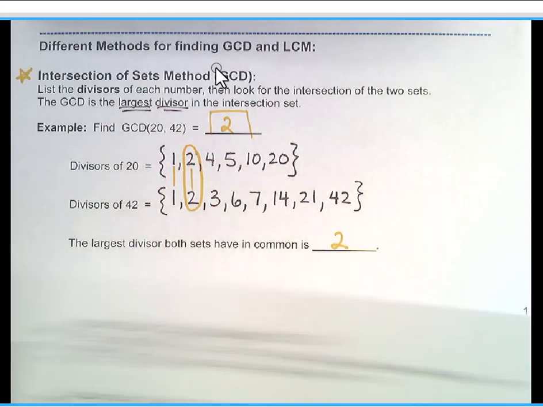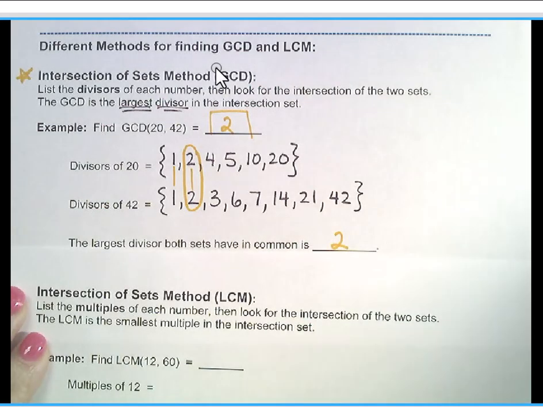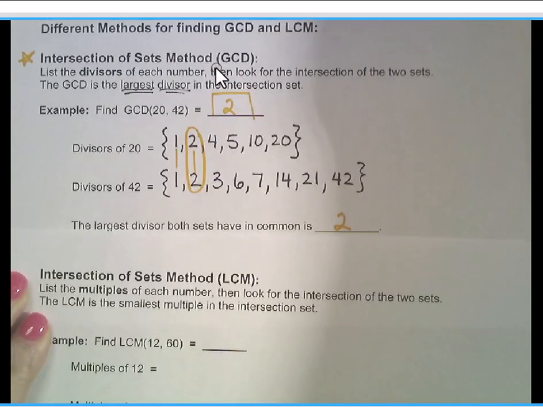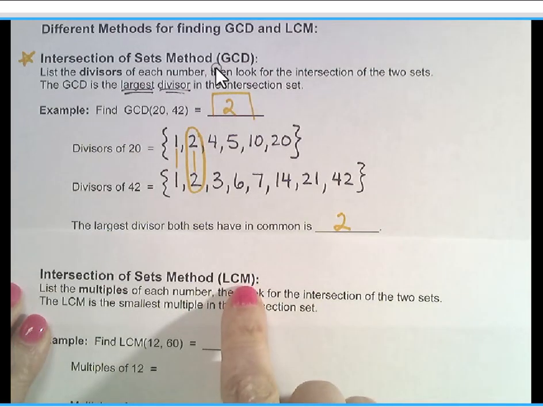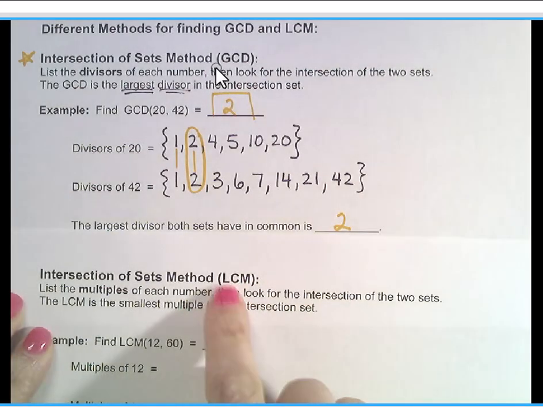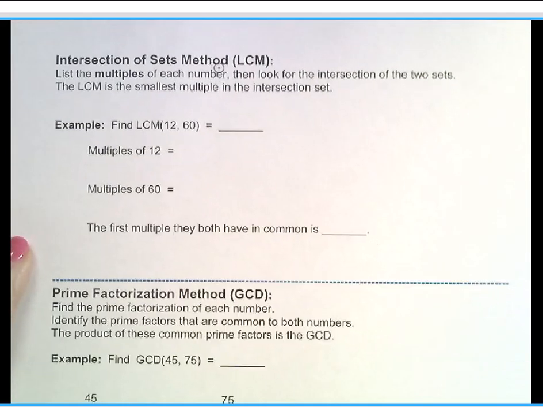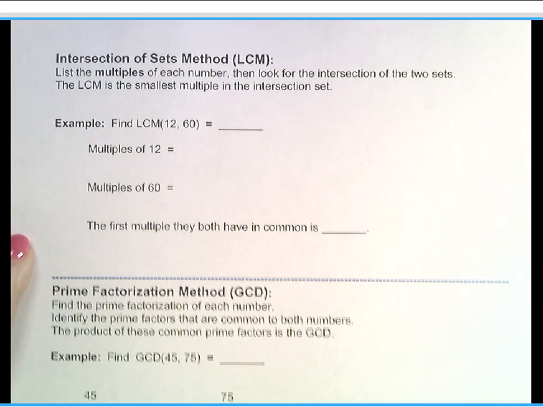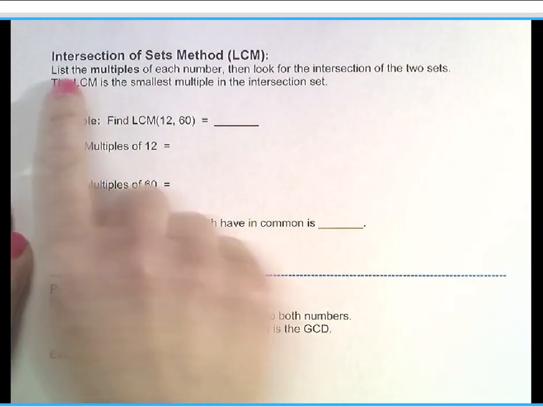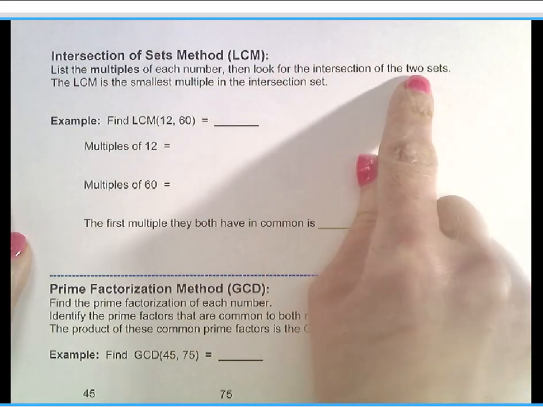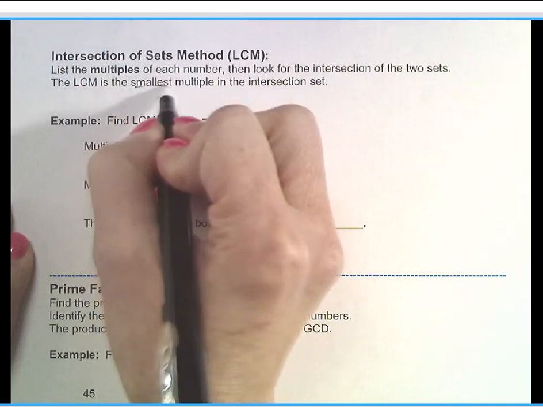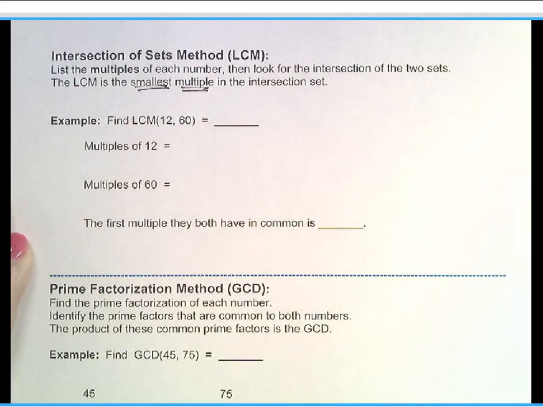So you can use a similar method to find LCM. It's just you won't be listing the divisors, you'll be listing the multiples, because this is the least common multiple. So we're looking for the smallest multiple that they have in common. You're going to list the multiples of each number, then look for the intersection, and then you want the smallest multiple that they have in common. It's a little easier to write out multiples.